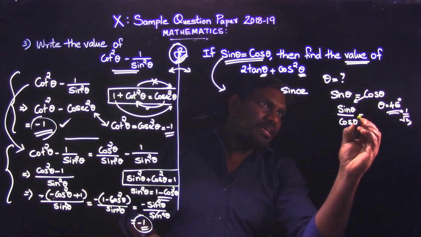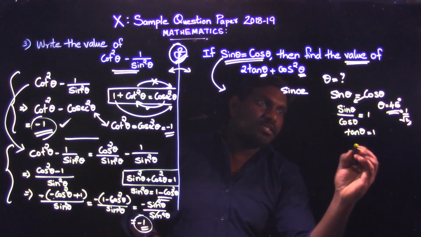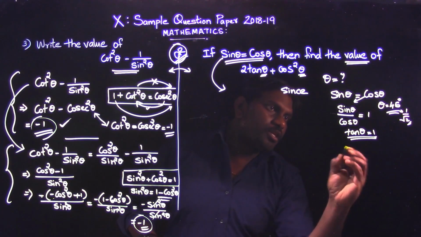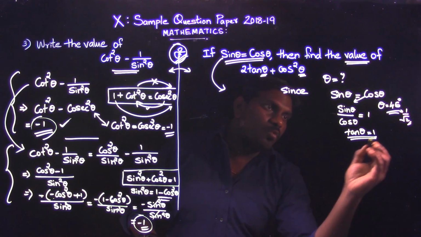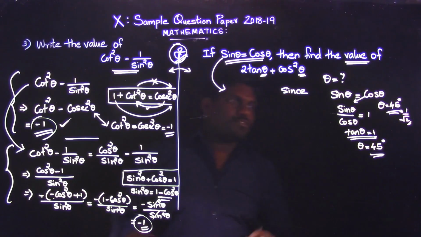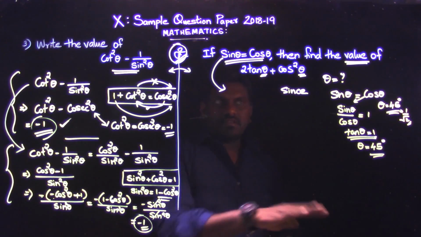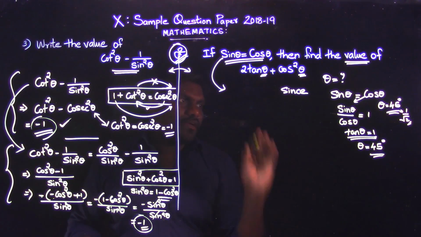So sine by cos is going to be tan theta. So tan theta is 1. Check the value in the table. Tan theta is equal to 1 when theta is again 45 degrees. So if it is 45 degrees, then tan theta is going to be 1. In that way, you got the value of theta now.